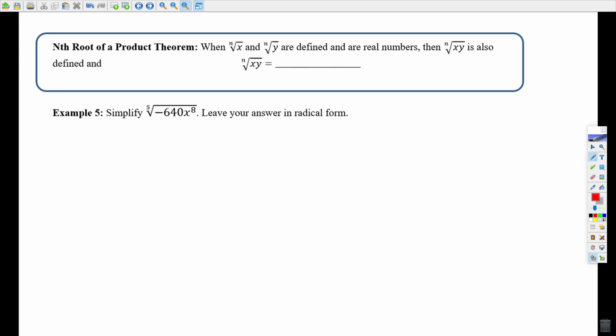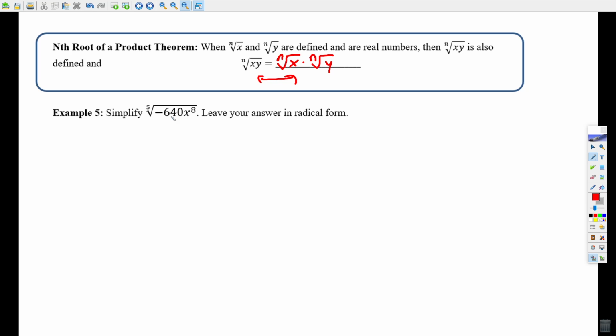All right, nth root of a product theorem, which I think we've had before. When the nth root of x and the nth root of y are defined and are real numbers, then the nth root of x times y is also defined. And if you remember, we can split these apart: the nth root of x times the nth root of y. We're going to keep applying this. We've seen this multiple times before where we split them up or put them back together. They mean the same thing. So we're going to try it again with some negatives.